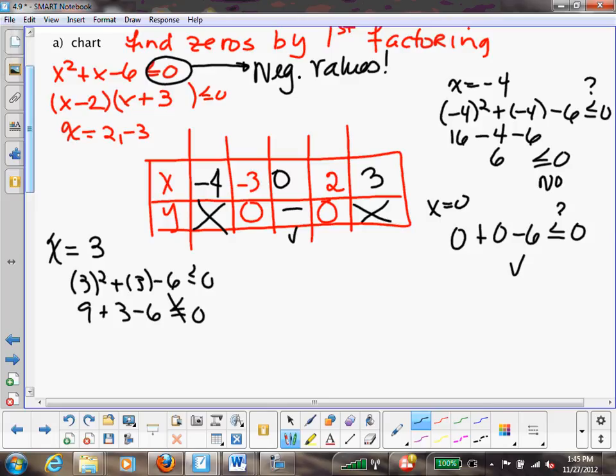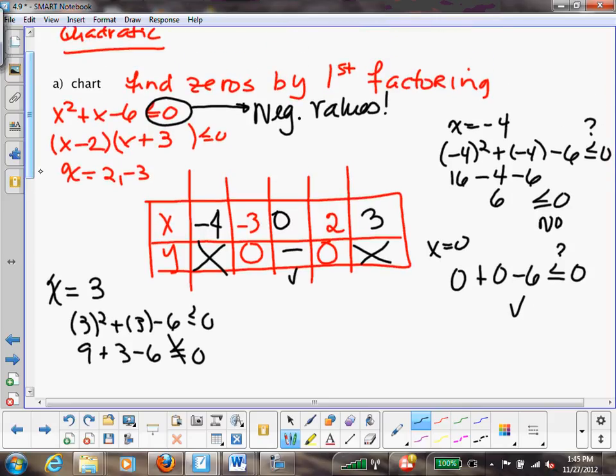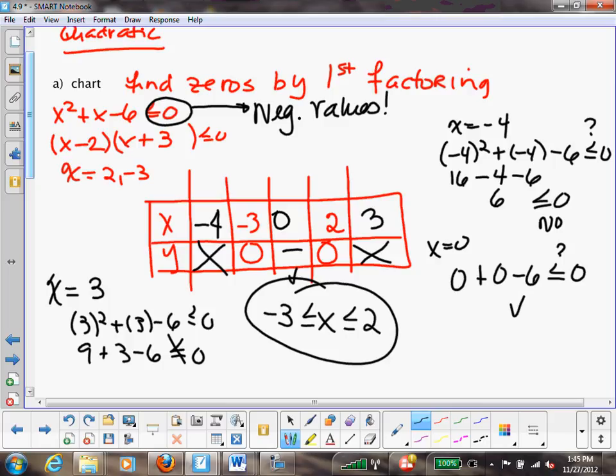It's a no. So basically, all values that fall between negative 3 and positive 2 are going to satisfy that original inequality. And so here's how we write it. Notice that it is less than or equal to. So x is less than or equal to 2 and greater than or equal to negative 3. This is an and statement. Between my zeros are the good values. On the outsides of my zeros, they don't work. I get positive answers. I don't want positive answers.